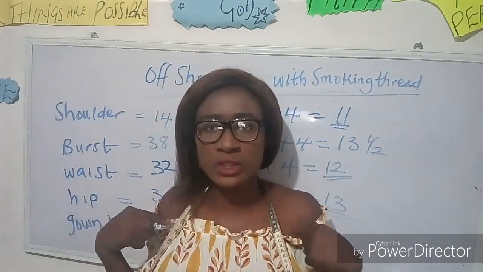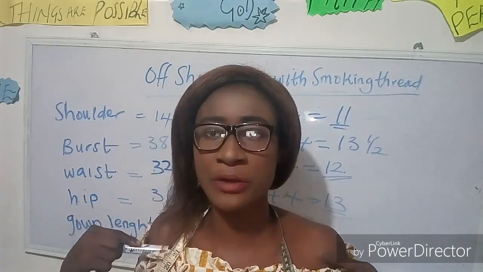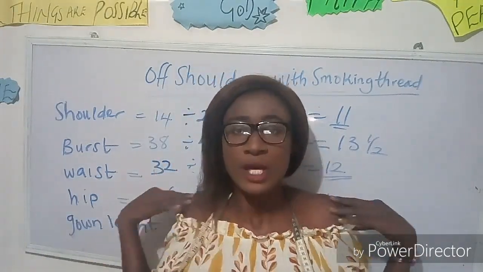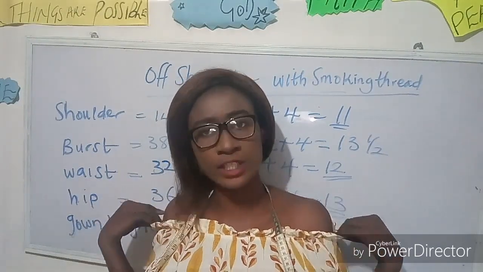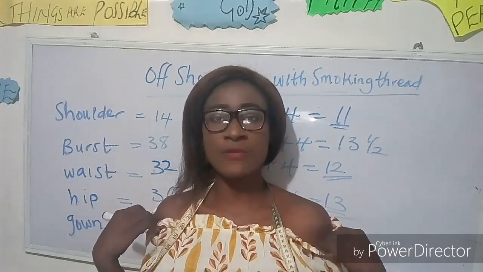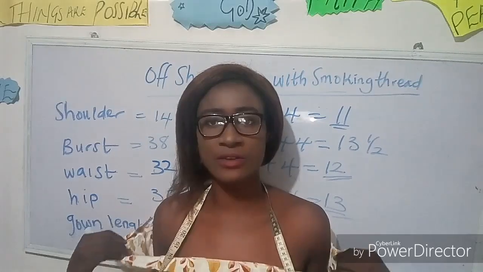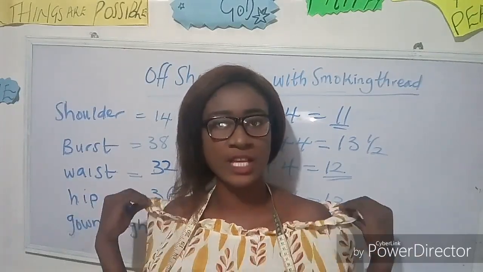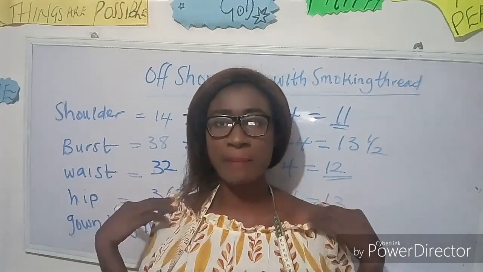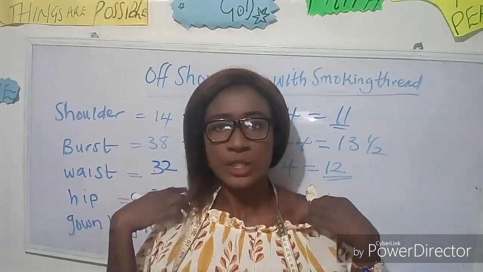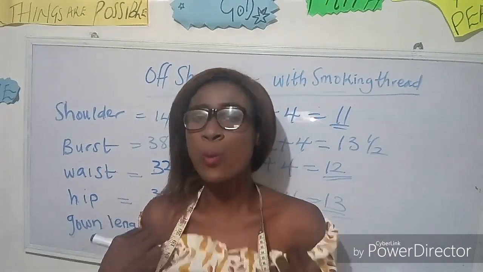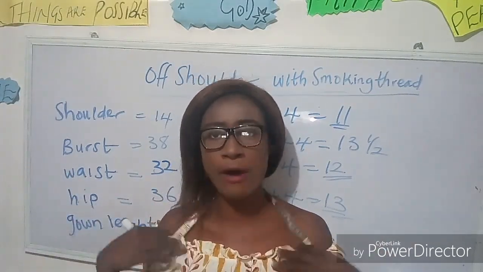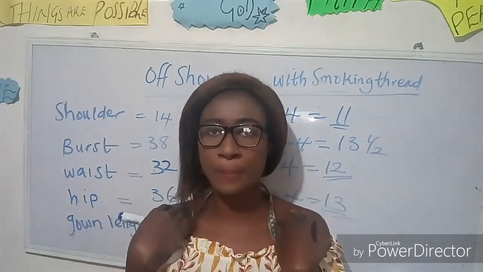So for you to determine the amount of inches you are going to take off an off shoulder, it depends on how off you want it to be. So let's say I'm taking off about 4 inches, I'm going to have this. If you want to take off about 5 inches, you are going to have this. If you want to take off about 3 inches, you are going to have this. If you take off about 2 inches, you are going to have this. So basically it depends on what you want. There is no standard measurement for that. It only depends on how off you want it to be and how up you want it to be.